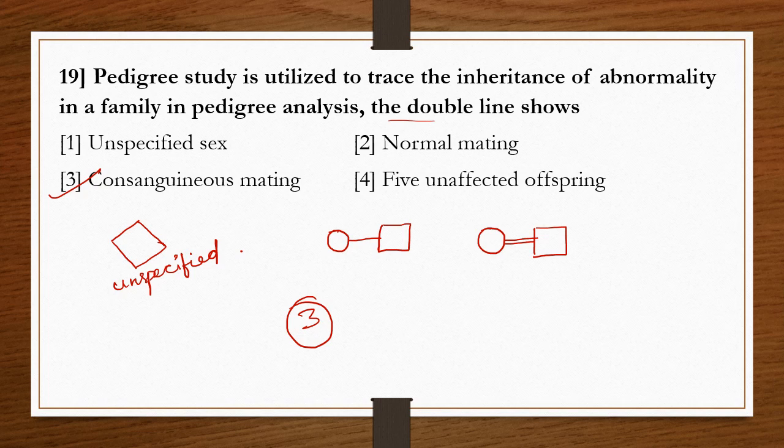And here, 5 unaffected offsprings. The unaffected symbol is this. If you write 5 in that, this 5 indicates 5 unspecified offsprings. So this is a normal mating. If a number is written, it represents that many unspecified offsprings, and if a double line is mentioned, that is mating between closely related people. So option 3 is correct.